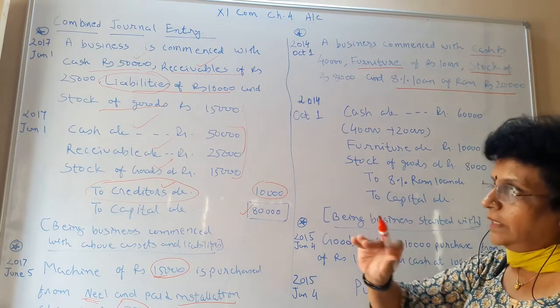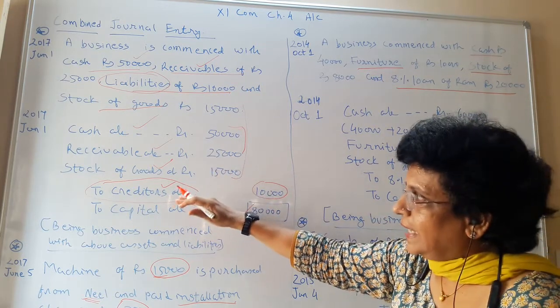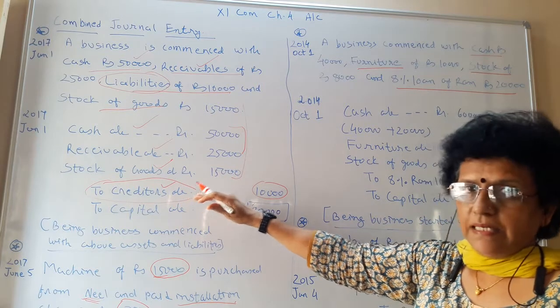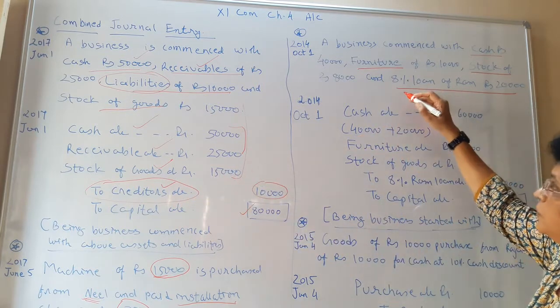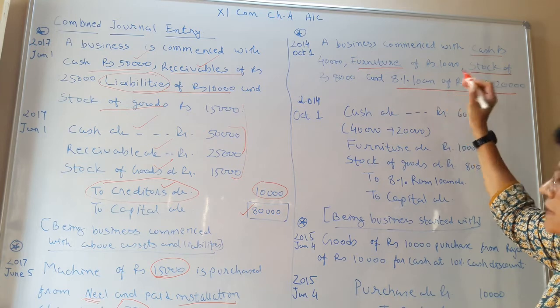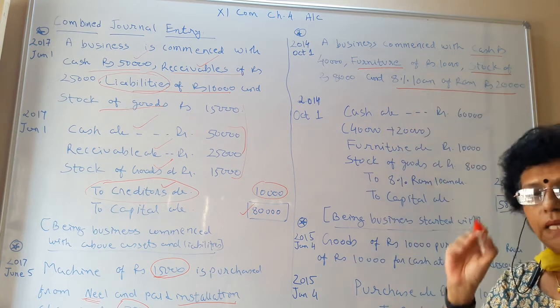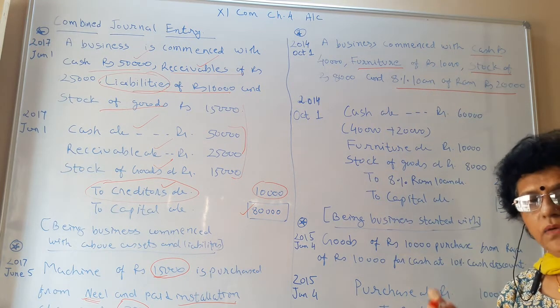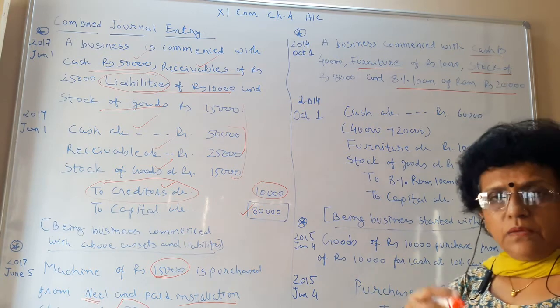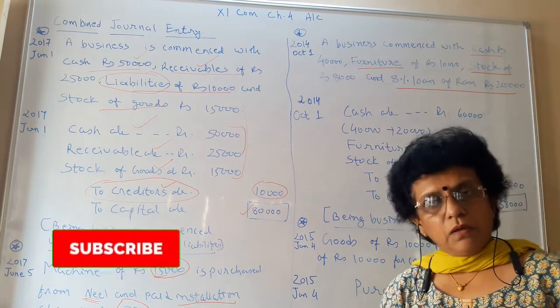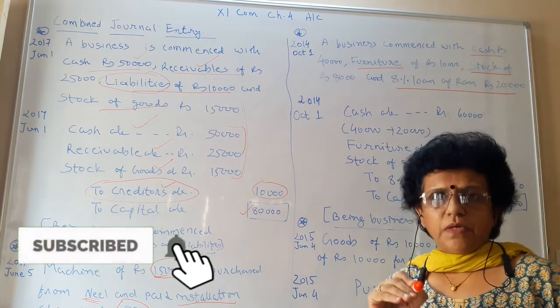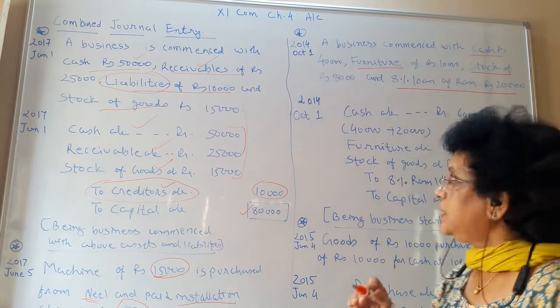In the earlier illustration we saw that liability was given as a creditor, and here you are starting a business by taking a loan on the very day. Now when you take a loan, you receive cash against that loan. That is the important point which you have to keep in mind.